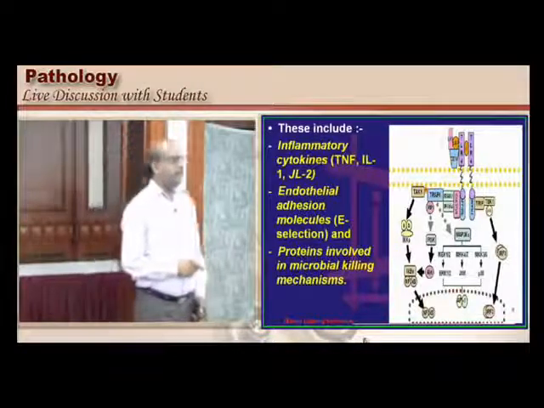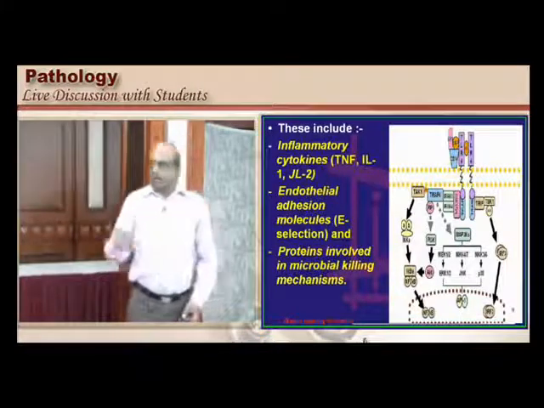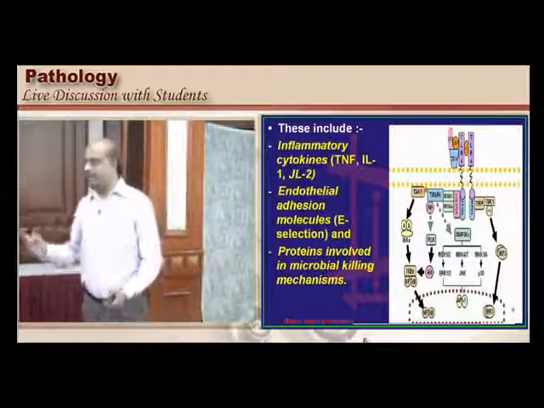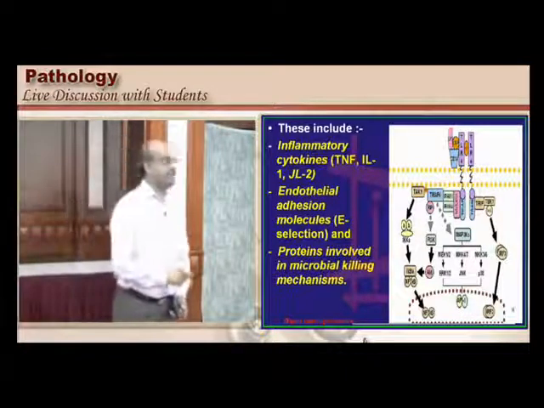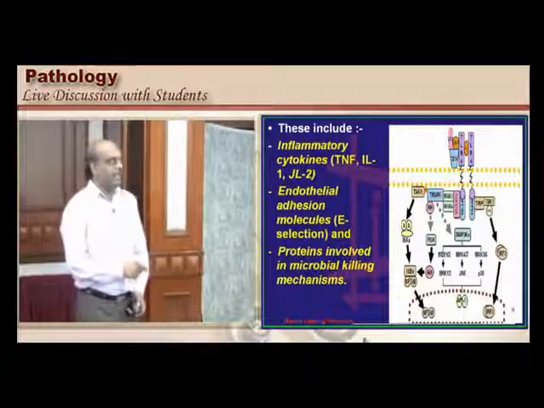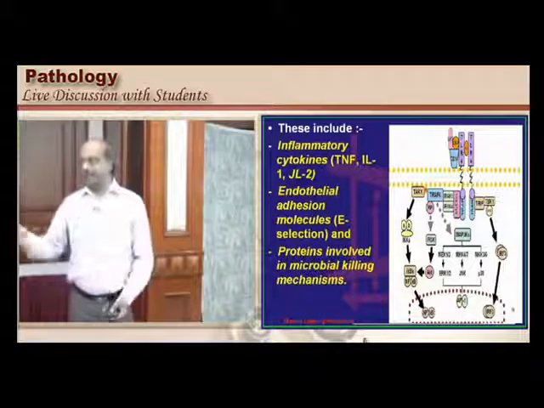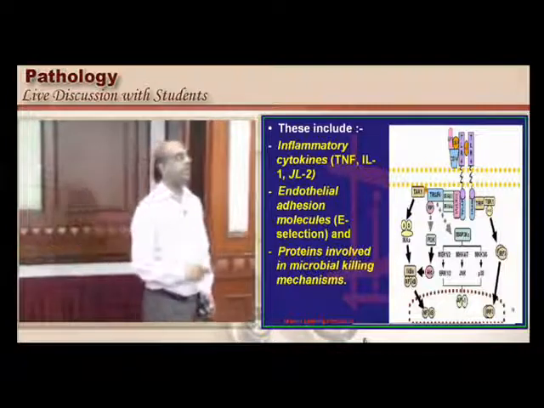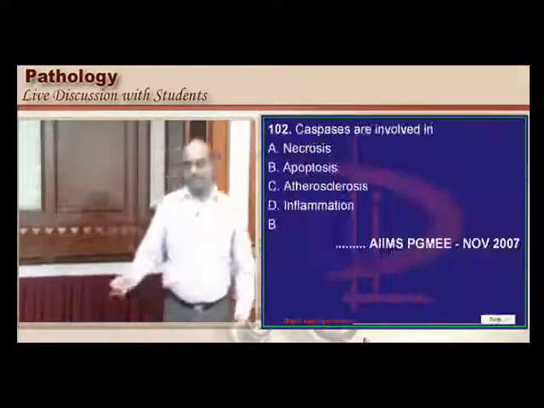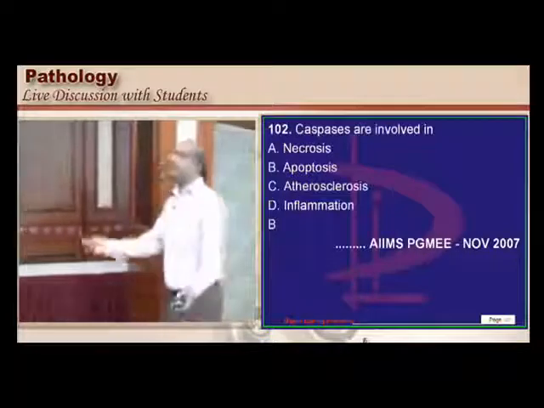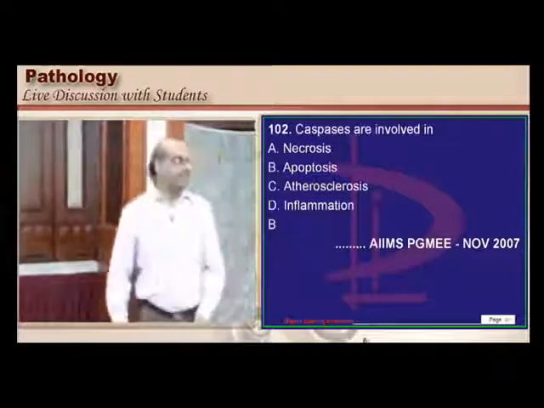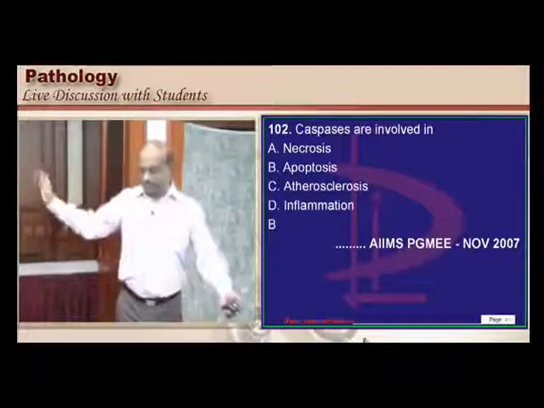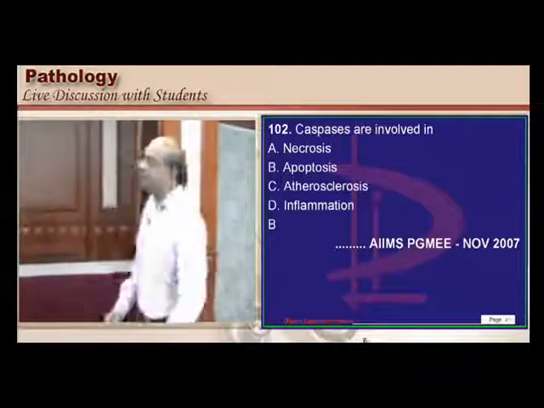And the toll-like receptors are also important for initiating inflammation and its response by causing cytokines, E-selectins, etc., to become expressed excessively at the onset of inflammation. Now the simple question of November 2007 is, caspases are important for apoptosis. Now you are very, very sure about that. That is the end of the topic of apoptosis.